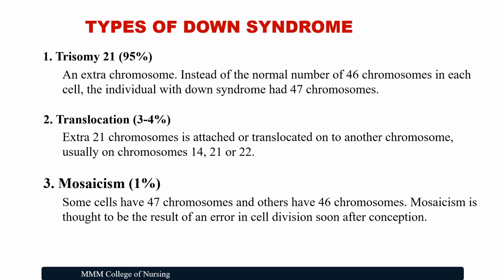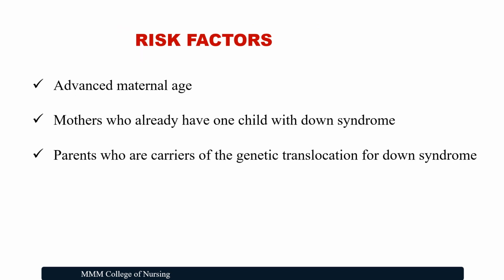Third one is mosaicism, where some cells have 47 chromosomes and others have 46 chromosomes. Mosaicism is thought to be a result of an error in cell division soon after conception. Here we can see about the risk factors. Advanced maternal age, a mother more than 35 years old, a mother who already has one child with Down syndrome, and parents who are carriers of a genetic translocation are the high risk factors.